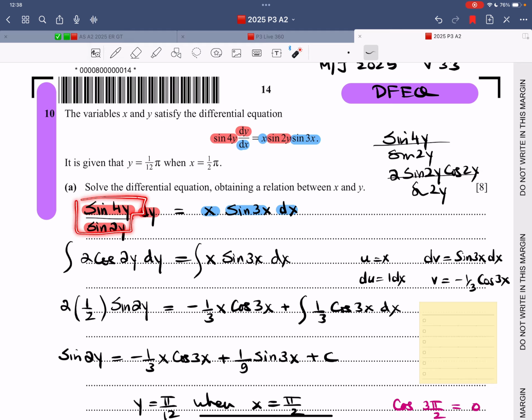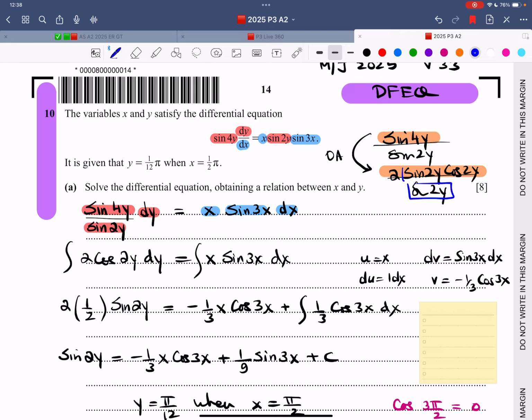Sine 4y over sine 2y, we know that sine 4y can be written as 2 sine 2y cos 2y. So what exactly is this? This is the double angle. Sine 4y is the double angle format. That is how this thing is done. And then we know that this sine 2y over here, that cancels out. I'm left with 2 cos 2y.